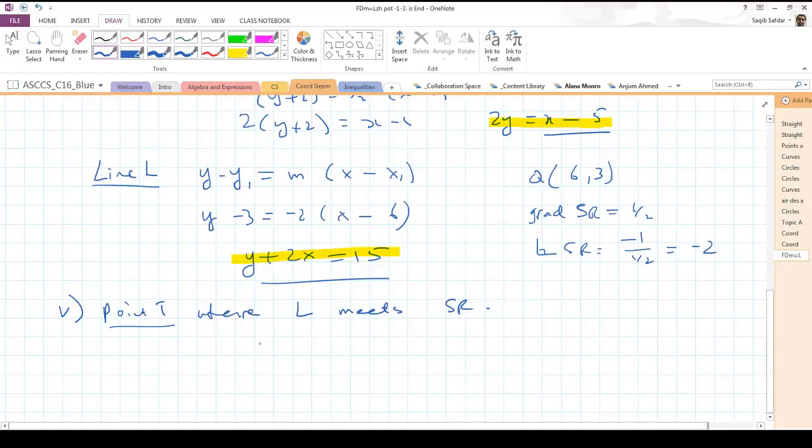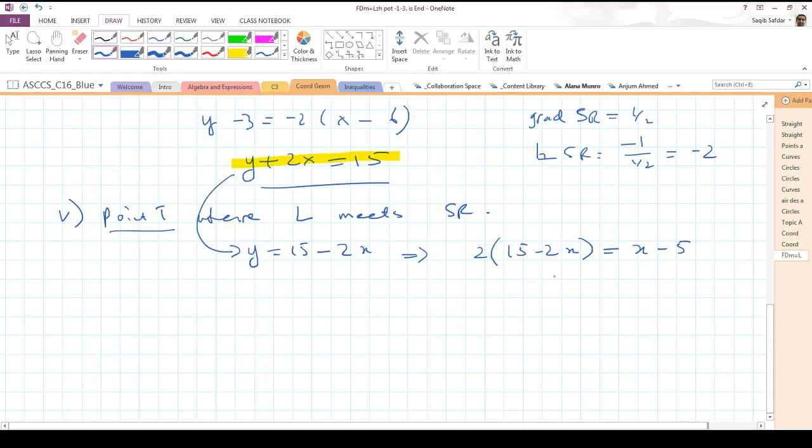What we could do, there's various ways we can think about this. We can just rearrange this y. So y equals 15, take away 2x. So I've just taken this equation here, and we'll sub that into the equation above. So instead of writing y, I'll write down 15 take away 2x, and that equals x take away 5. We can then expand this out, okay, and we should end up with x equals 7. Is that okay? Capiche? Alright.